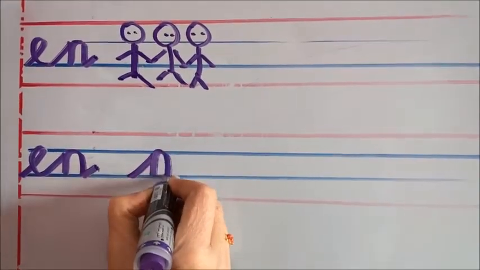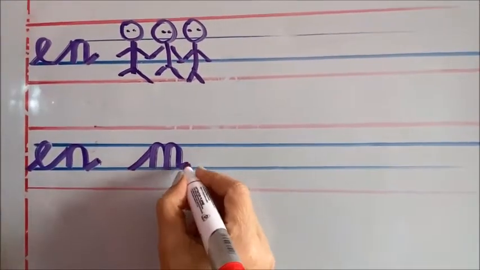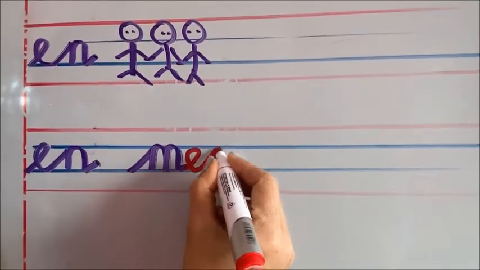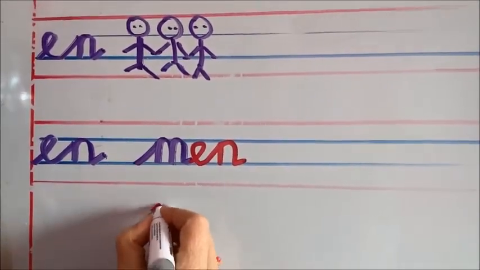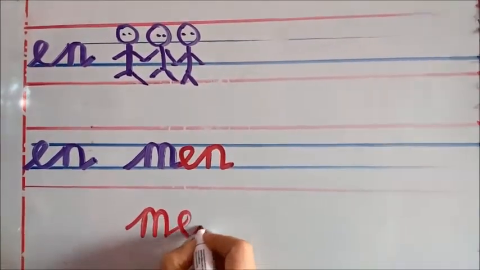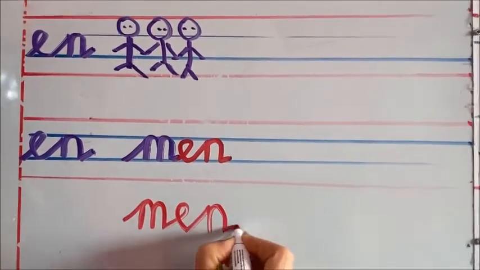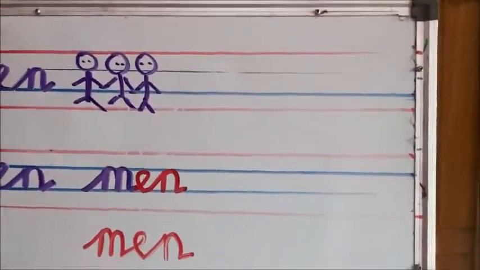So M, ma, N. What is N now? Tell me. What is N? E, na, N. So what is E, na, N? It is E, N, N. Ma, N, men. Say and read. Ma, E, na, men. Yes? Alright. Write till the last line.